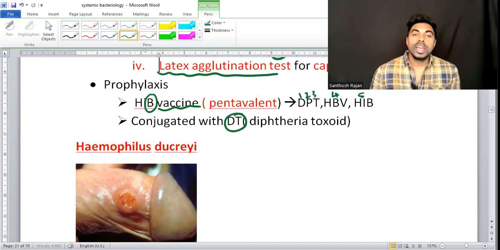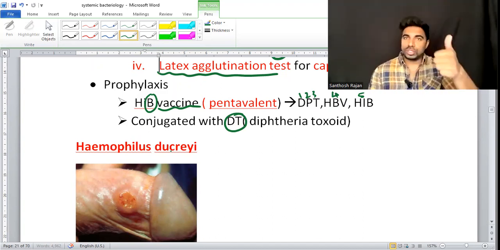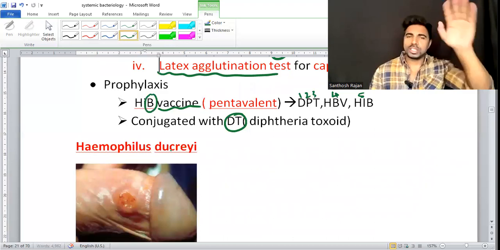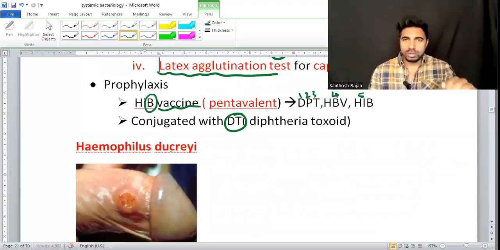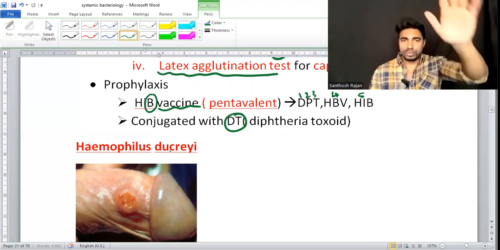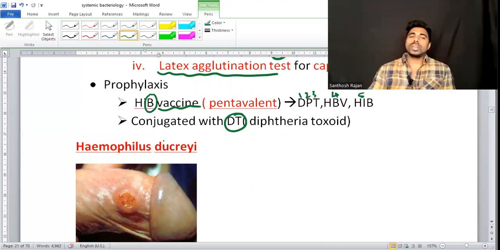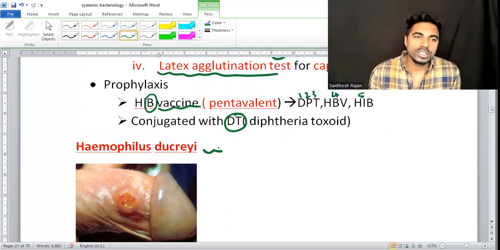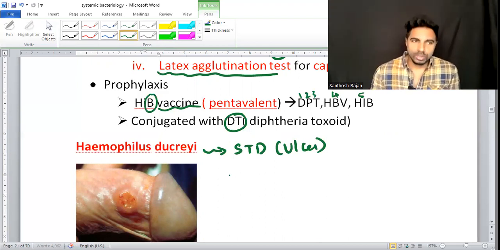Now Haemophilus aegyptius causes Brazilian purpuric fever. Okay, that's done. Now what does ducreyi do? It causes STD, a sexually transmitted disease, especially it causes ulcer. Okay. This you have to remember.